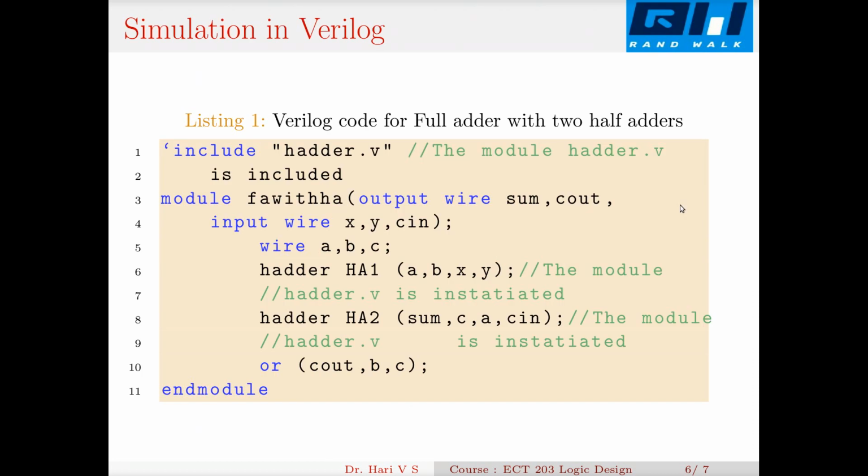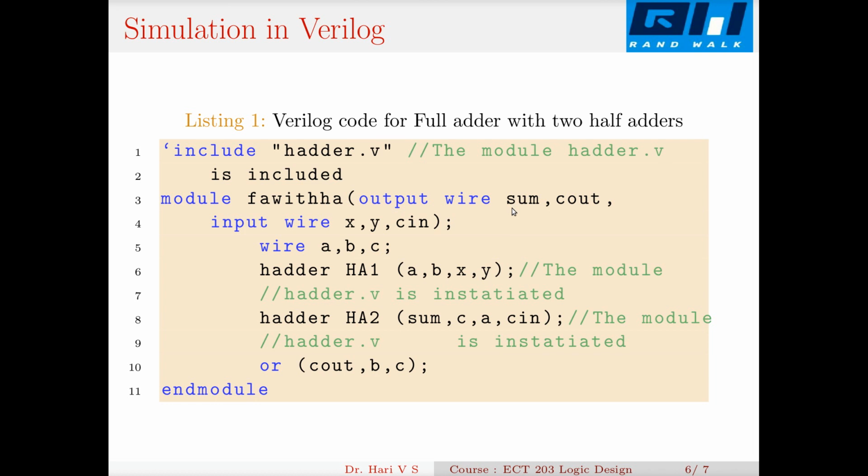Now I can simulate this setup in Verilog also. What I need is to include a half adder block. Earlier I have made a half adder, so I include that half adder: `include hadder.v. This includes my half adder block. Now I realize a module called full adder with half adder, ending with endmodule.